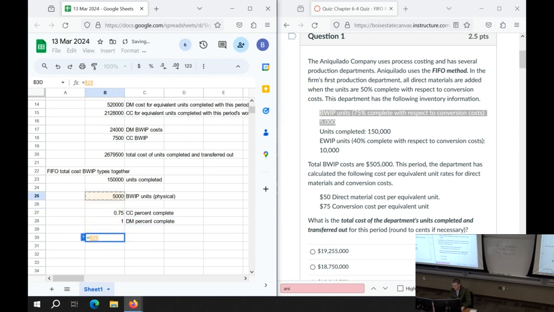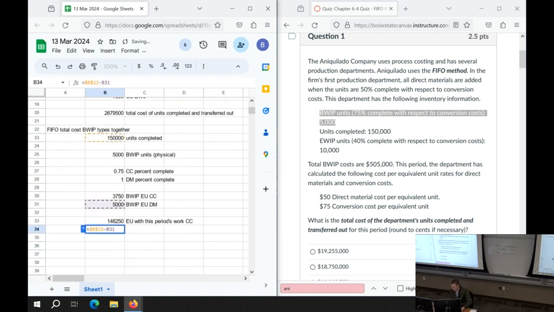All right, we can just take this. Now we have our beginning WIP equivalent units with respect to conversion cost, and our beginning WIP equivalent units with respect to direct materials, and we can subtract those away from our units completed. So this is equivalent units with this period's work for conversion costs. And that is equivalent units with this period's work with respect to direct materials.